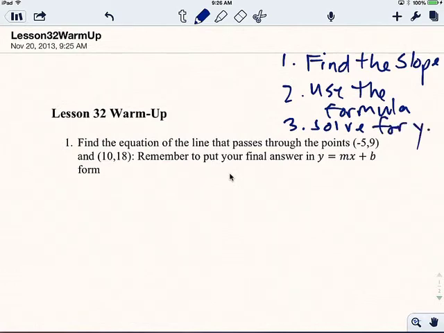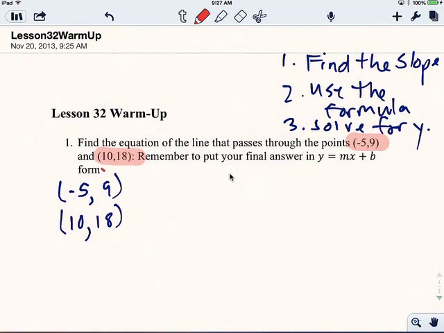So the first thing I need to do for these 2 points, it says find the equation of a line that passes through the points -5, 9, and 10, 18, is to do some work to find the slope. So I'm going to use the stack method because that's the one I like best. -5, 9, 10, 18.